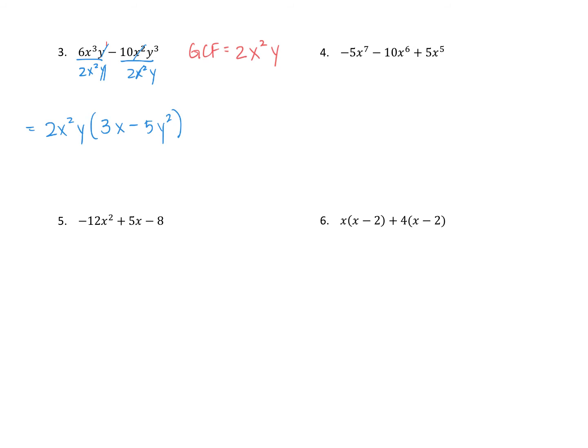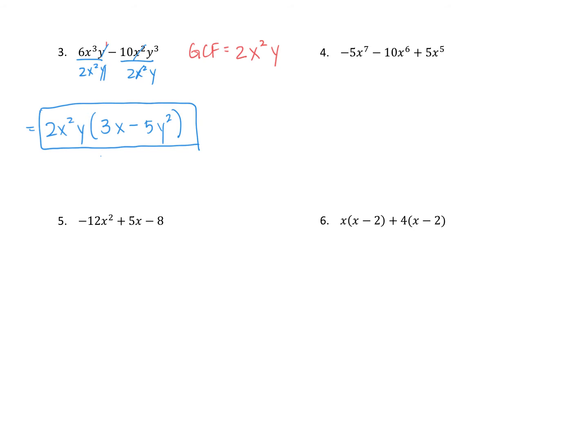So now I'm going to look in the parentheses to make sure I don't have anything in common. The 3 and the 5 do not have common factors. The first 3x has an x but no y. And the second one, the 5y squared, has a y but no x. So perfect. They don't have anything in common. So that's it.